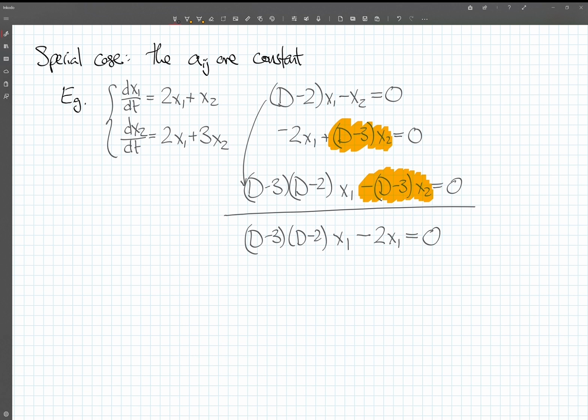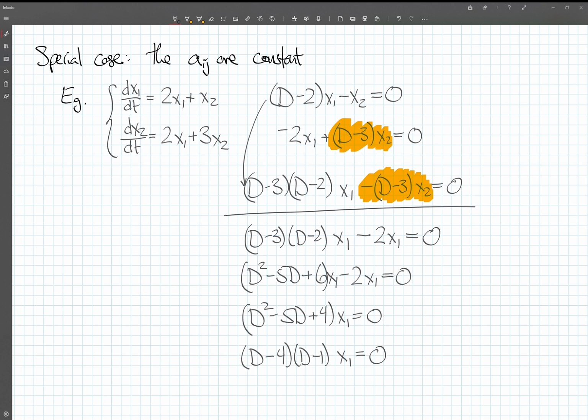Sort of what we're doing here when we solve this particular kind of differential equation with constant coefficients is reversing the process, right? So we went from two equations that were first order and we combined them together to get one equation that was second order. But we can solve this, that's the advantage. Okay, so we solve it just by factoring, and we find out that x1 is something times e to the 4t plus something times e to the t.